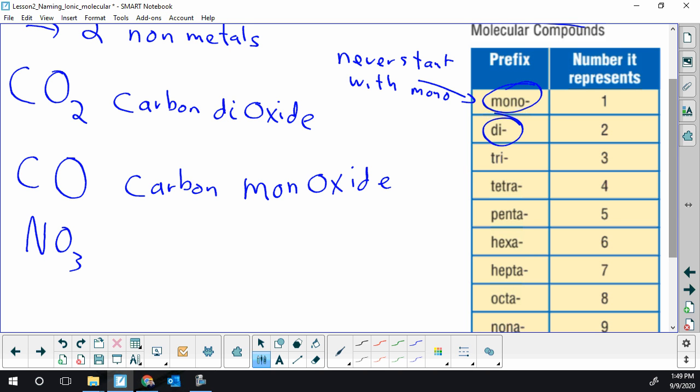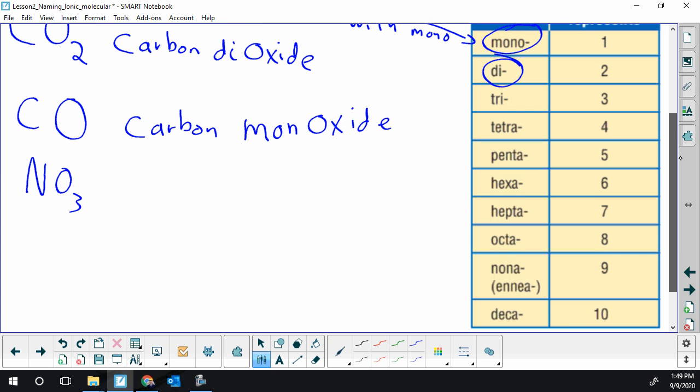Now I was hiding a few of the last prefixes. So it's mono, di, tri for 3, tetra for 4, and then we're into a lot of our shape prefixes. Penta, hexa, hepta, octa, nona, and deca. Hopefully these are familiar from your pentagon shapes in elementary school.